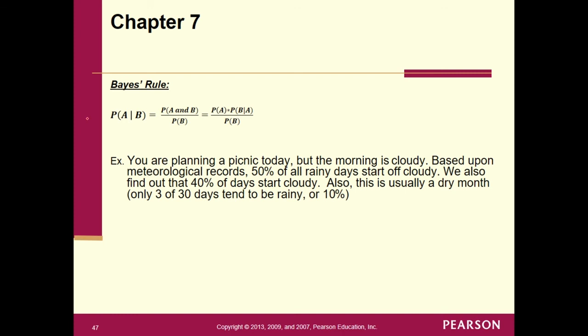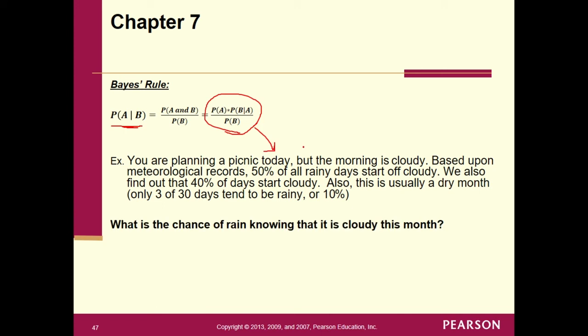So we could figure out the probability of A given B using this formula, based upon this information here. What we're going to try to figure out is the chance of rain, because we're having that picnic today. So what's the chance of having rain, knowing that it's cloudy for this particular month? All these records are for this particular month.